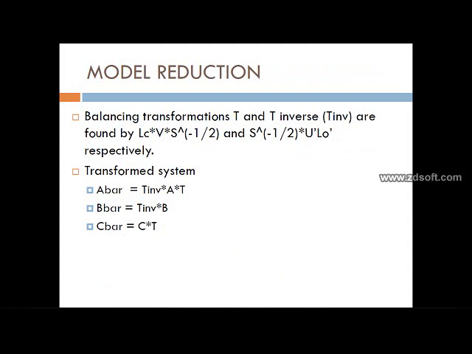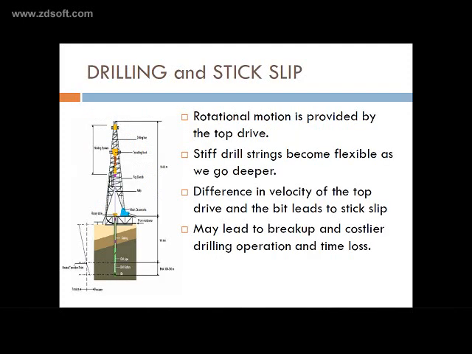The transformed system is obtained by using the equations A bar, B bar and C bar and using the balancing transformation T and T inverse. This transformed system and the original system are the same, which can be identified by the eigenvalues of A matrices of both systems. Their values remain equal.